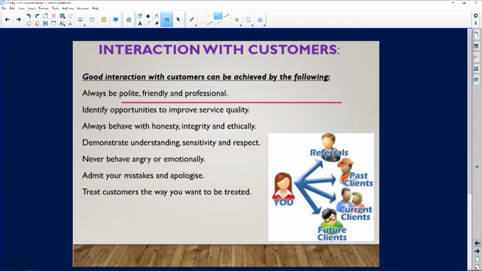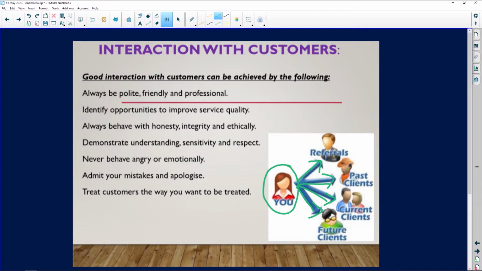Right. Interaction with customers. This is you. You are the worker for a company, and you will not understand until you're there one day how much you can play a role in the image of your company. You work with referrals from other companies or clients. You work with clients who've been dealing with your services in the past. You have current clients, and then you have people who are interested to become clients of yours. So this whole picture is very important.